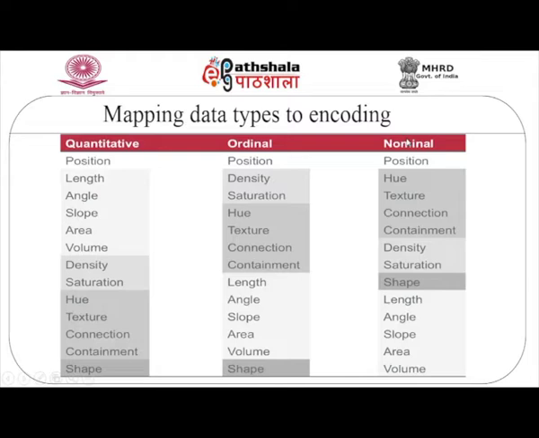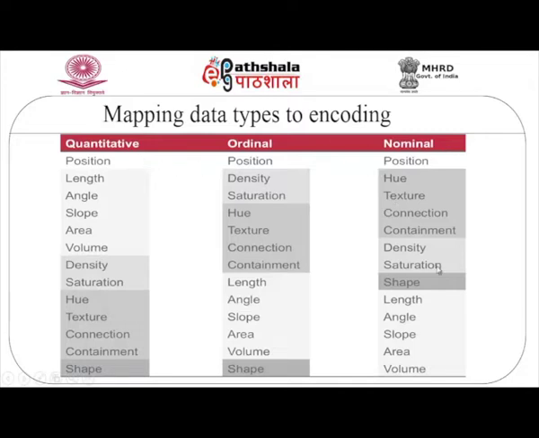In the case of nominal data, where the data is represented in the form of names, a categorical type of data, some of the visual encoding patterns are: using position, we can represent the data. We can also use hue, texture, connection, containment and things like that to represent this kind of nominal data type.